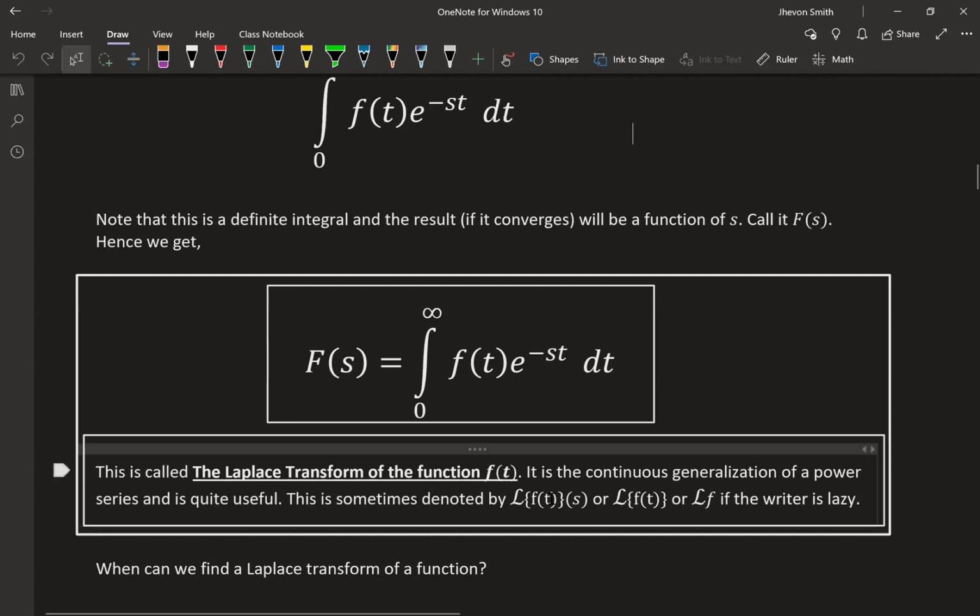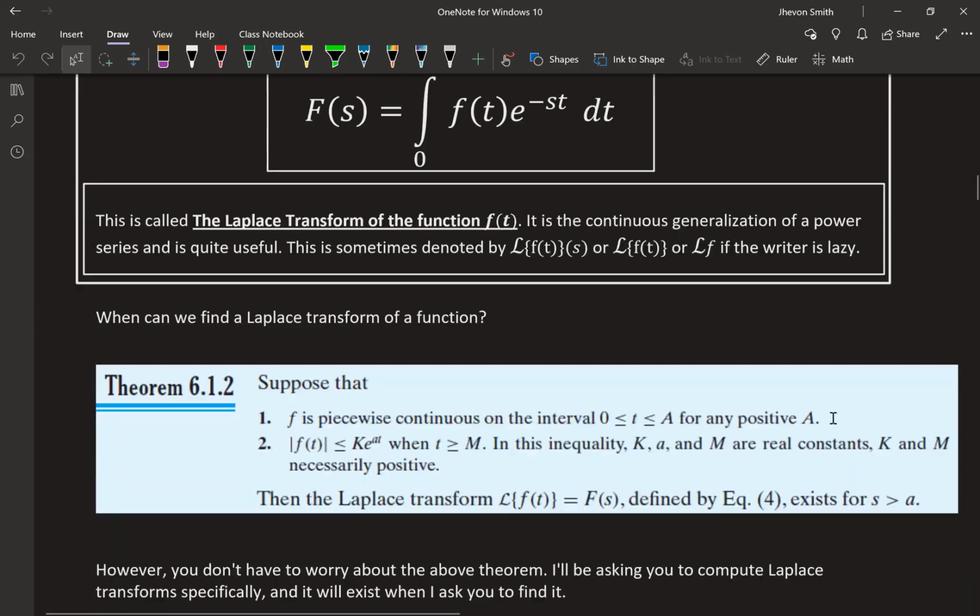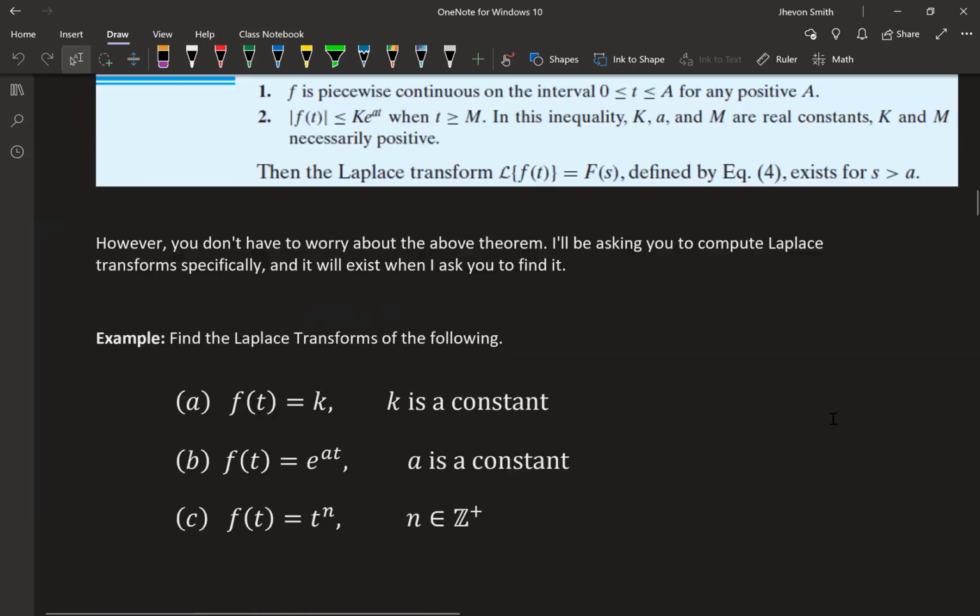There are other notations for it. This fancy L of f of t, and you can specifically identify it as a function of s, or you can leave off the function of s, or you can just call it big fancy LF whenever you're lazy. Everyone will kind of know what you're talking about. So this is the Laplace transform. It's very useful. And it turns out it's actually pretty useful in ODEs. But before that, let's actually find some Laplace transforms.